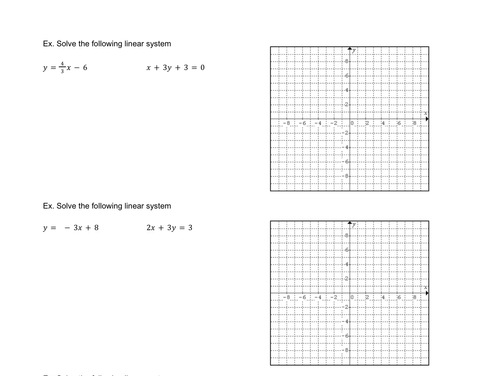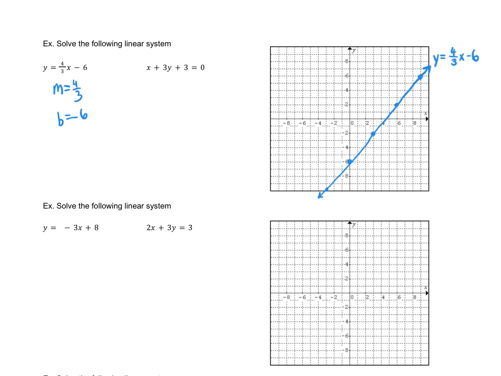All right, so in this next example, our first equation is in y equals mx plus b form, so that's wonderful. My slope is 4 over 3. My y-intercept is -6, so I'll go ahead and plot that. And now I'm going to go up 4, right 3, up 4, right 3, up 4, right 3. And I'll also go in the reverse direction, so down 4, left 3. And I'll label that line.